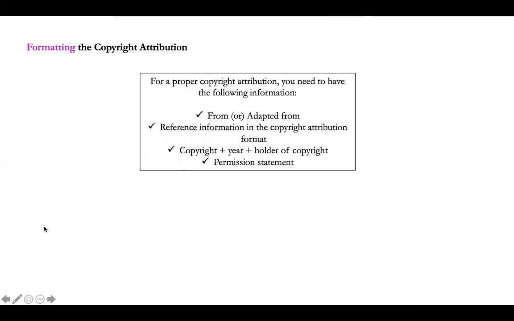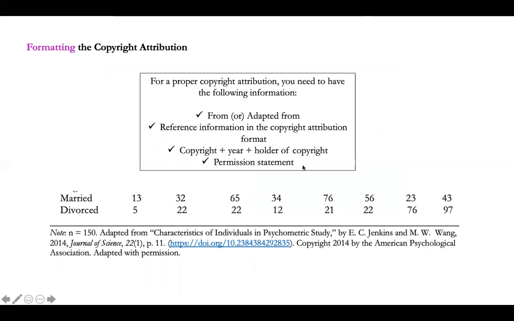Now, to format the copyright attribution and the permission statement, if necessary, you will include the following information: "from" if you are reprinting, or "adapted from" if you have adapted it in some capacity. The reference information in the copyright attribution format, and then copyright followed by the year, followed by the holder of the copyright. If permission was granted, you will incorporate that as well. So let's look at this a little bit more in depth.